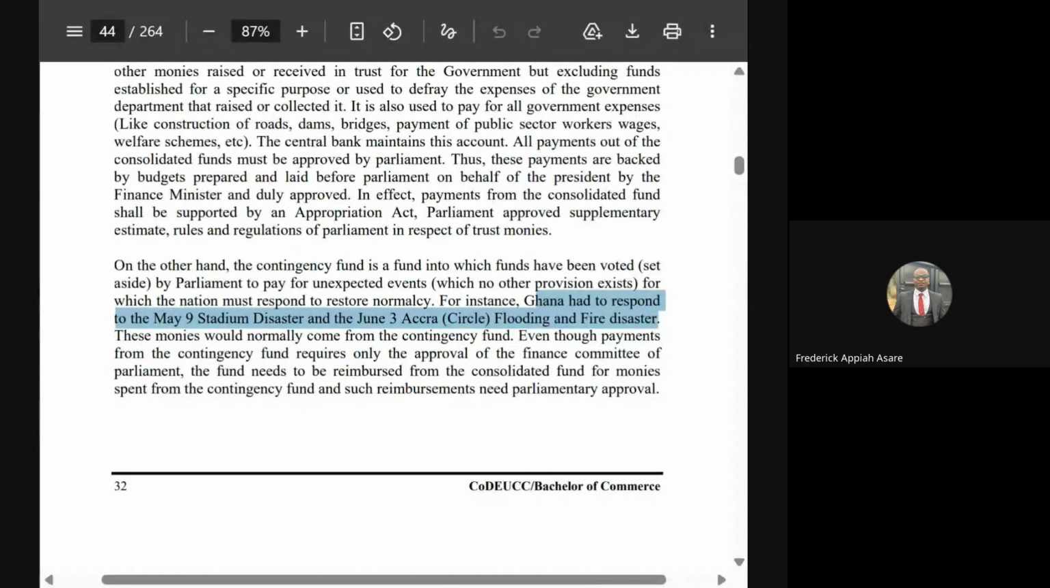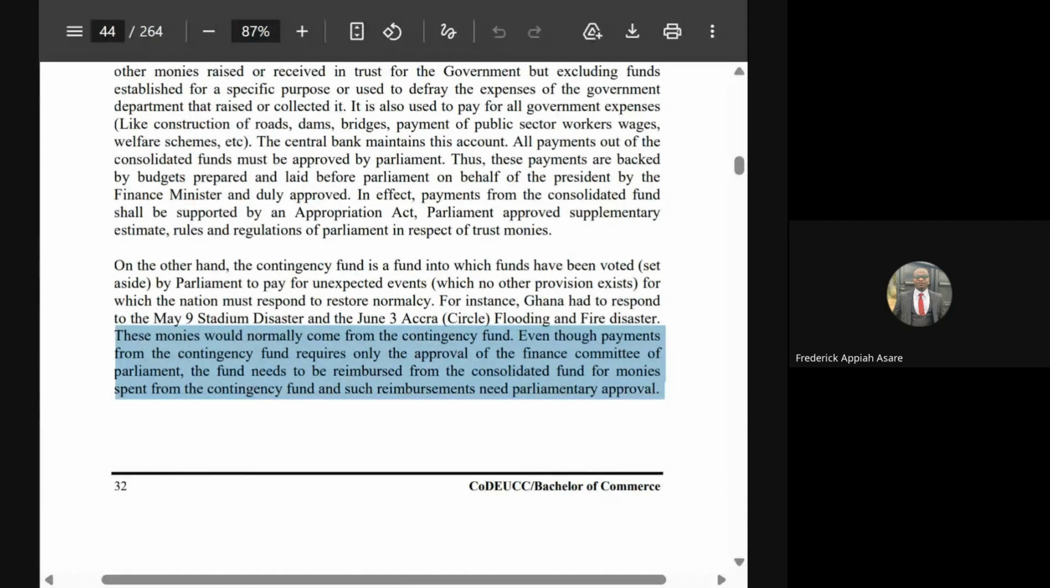So we realized that all these were not prepared for in the scheme, so they needed to go into the contingency fund to clear it. This money will normally come from the contingency fund, even though payments from the contingency fund require only the approval of the Finance Committee of Parliament. The funds need to be reimbursed from the consolidated fund for money spent from the contingency fund, and such reimbursements need parliamentary approval.